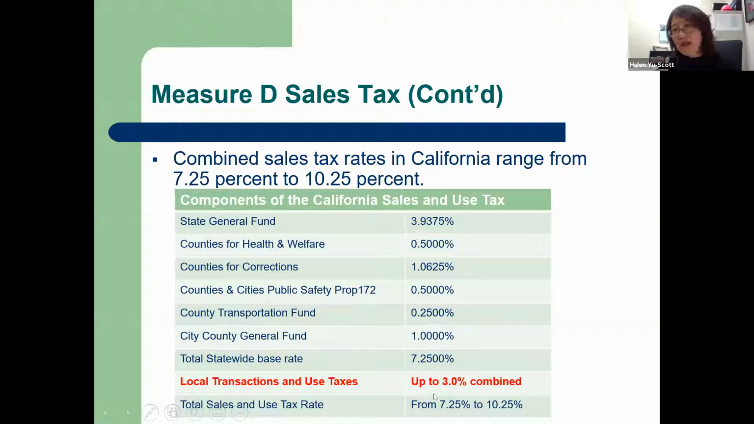This slide is new, I just inserted it this afternoon. Combined sales tax in California can range from 7.25% to 10.25%. This kind of repeats the slide I showed you earlier, the pie chart: how much goes to the state general fund, 3.9%, how much goes to counties, health or corrections or safety related, the transportation fund, the city and county general fund. The base for the state tax is 7.25. On top of that, for local transaction and use tax, you can have up to 3% combined. So the total range is 7.25 to 10.25.